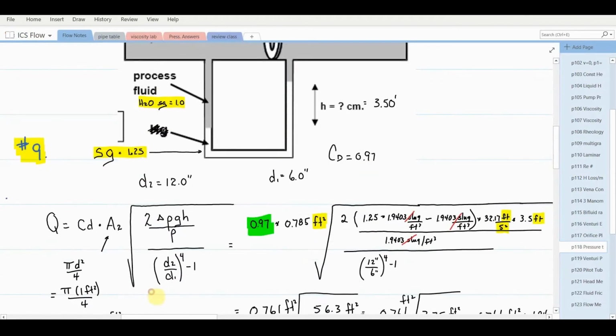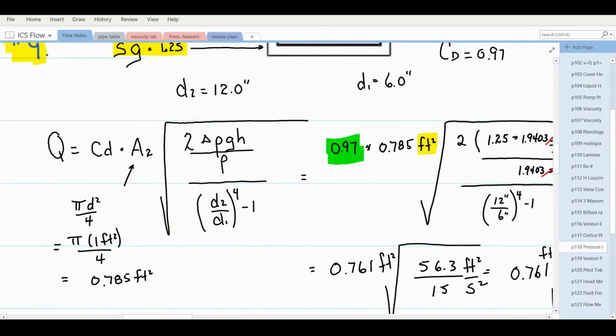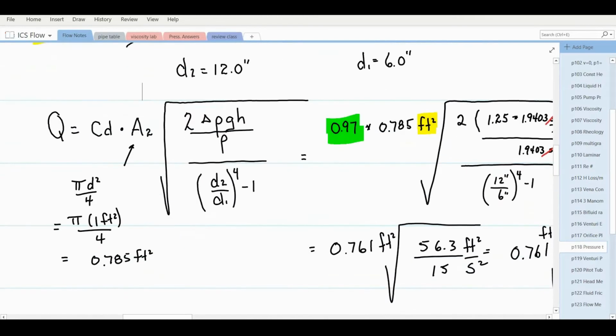Here's our equation. Q, flow rate, is equal to the coefficient of discharge, which is 0.97, times the area of the pipe. Notice 2 represents in the pipe, 1 is in the throat. The area is pi d squared over 4. The diameter is 12 inches. I'm converting that to feet. Pi over 4 times 1 is 0.785 square feet.